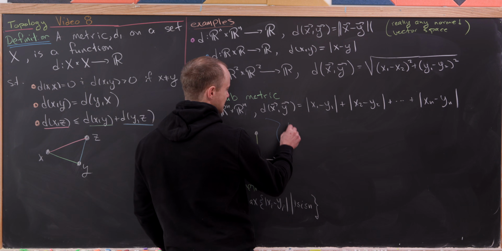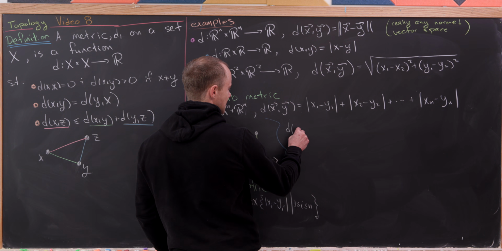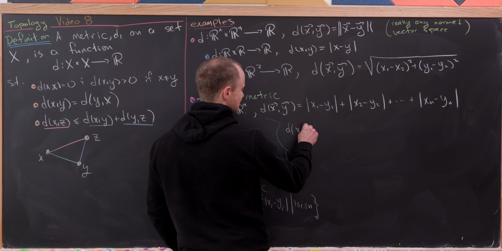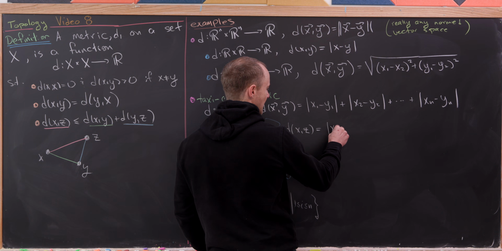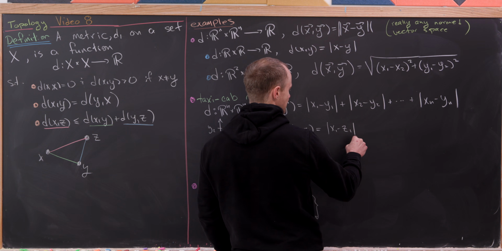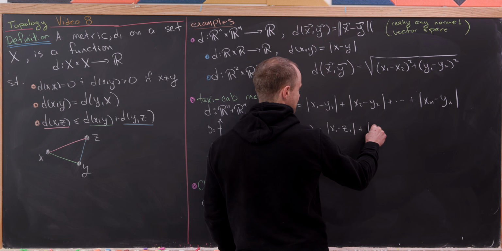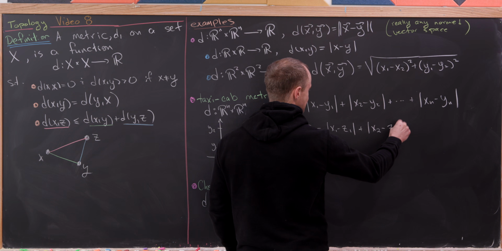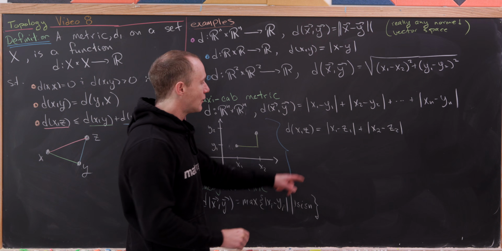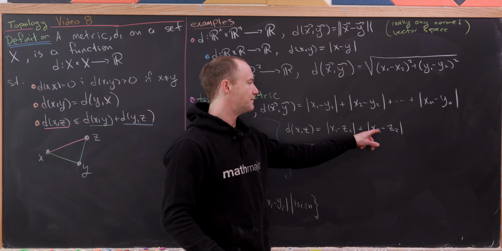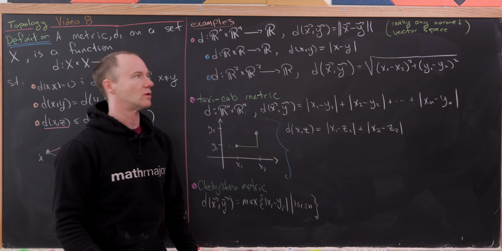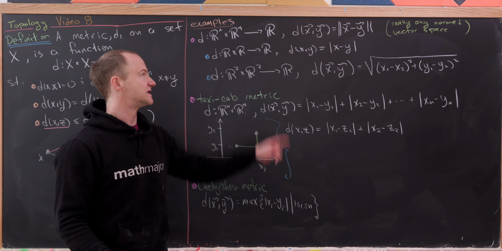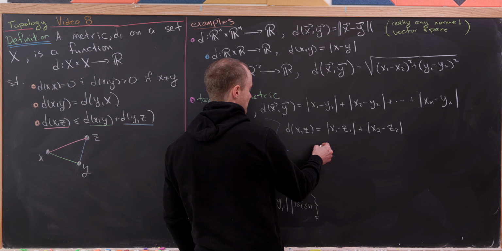Okay, so let's look at the distance from x to z. Notice that that's going to be the absolute value of x1 minus z1, and then plus the absolute value of x2 minus z2. But now we can apply the triangle inequality to both pieces of this, keeping in mind that the triangle inequality will hold for our distance formula up here, our metric up here.